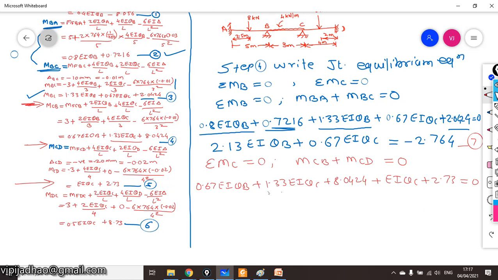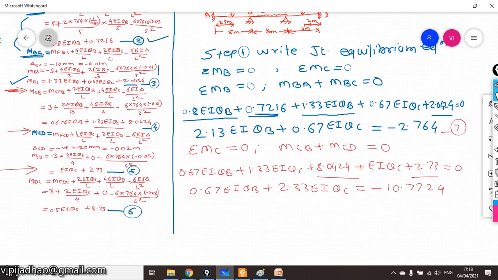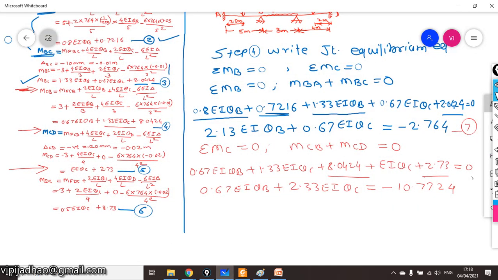Just simplify or add these two terms, we will get 0.67 EI theta B plus 2.33 EI theta C is equal to, add these terms 8.0424 and 2.73 and take it on the right hand side, so we'll get it as minus 10.7724. Consider this as equation number 8.